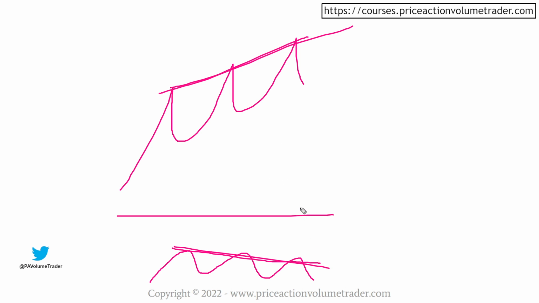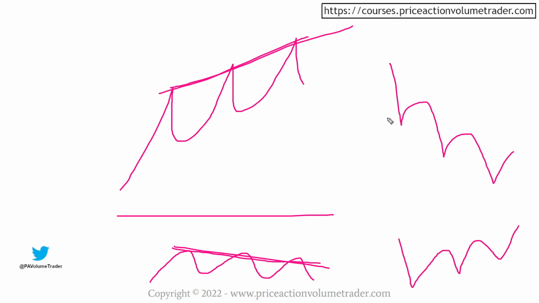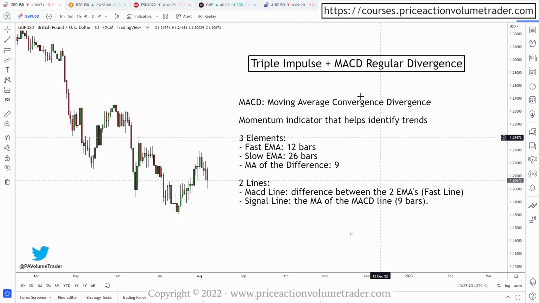This is bearish divergence. And if price is making new lows and the MACD indicator in this case is making new highs, then this is what we would call a regular bullish divergence. Okay, but first let's just go back a little bit and just talk about the basics of what the MACD indicator is. So it's moving average convergence divergence.